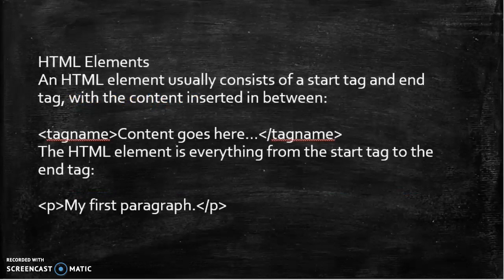If you are like me, you forget things very easily, so here is a reminder of what an HTML element is. An HTML element usually consists of a start tag and end tag, with the content inserted in between. So this is the tag name, content goes here, and the closing tag. The HTML element is everything from the start tag to the end tag. So in this case, the tag is the paragraph. So my first paragraph is the element between these two tags.